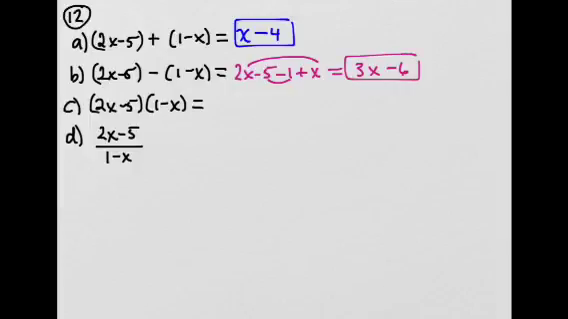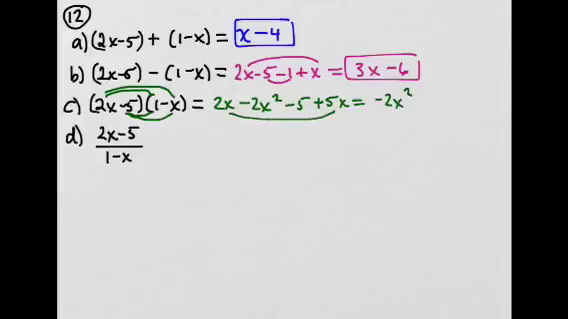For C, I'm going to use the distributive property. So I'm going to multiply the 2x with 1 minus x, and then the negative 5 with 1 minus x. So 2x times 1, and then 2x times negative x, and then negative 5 times 1, and then negative 5 times negative x. So now I'm going to have negative 2x squared. I can combine these two, the 2x and the 5x, so that gives me 7x, and then the minus 5.